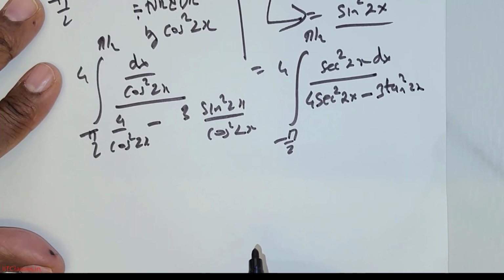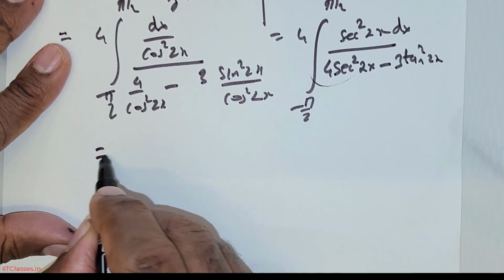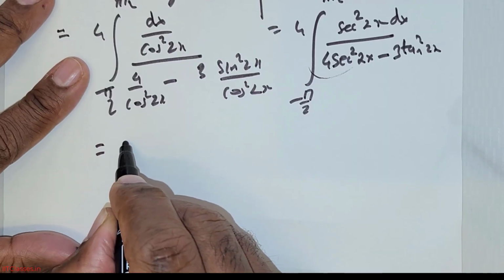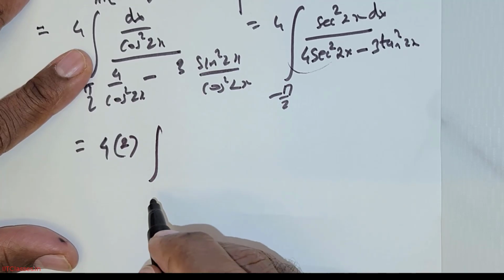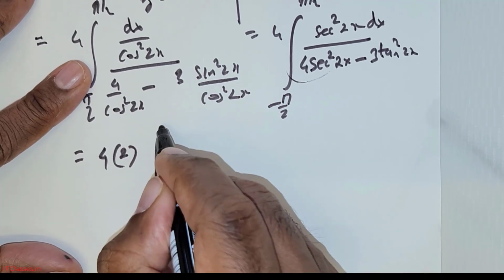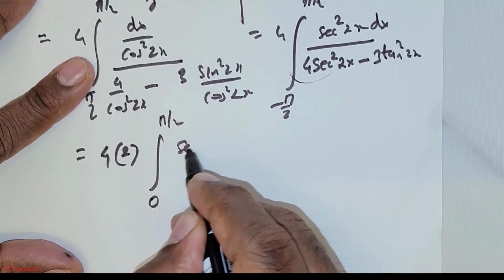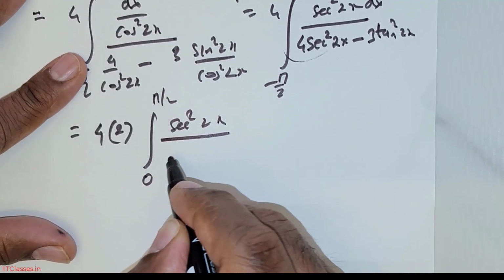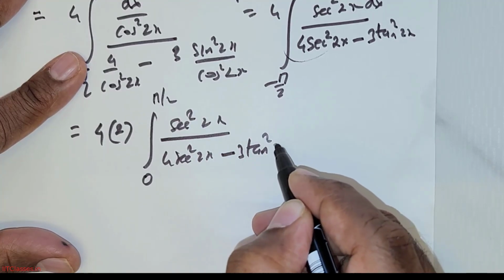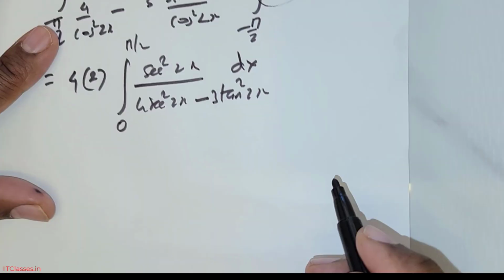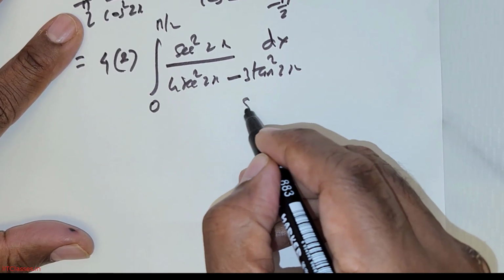So this is what we have arrived at. Now everything is squared, squared, squared, right? So I can rewrite this as 4 times of 2 times integral 0 to pi over 2 of secant squared 2x divided by 4 times of secant squared 2x minus 3 times of tan squared 2x times the dx. Now what I wish to do is I want to make the following substitution.